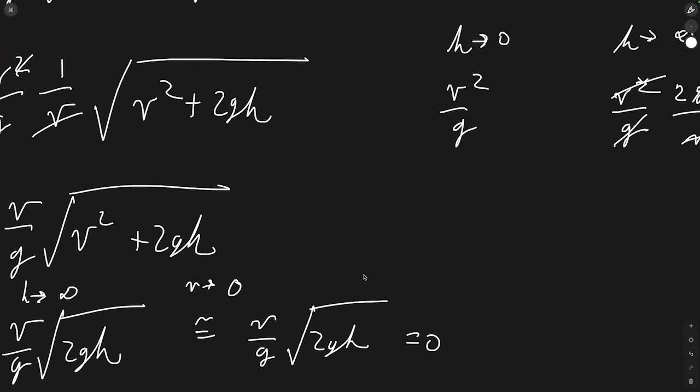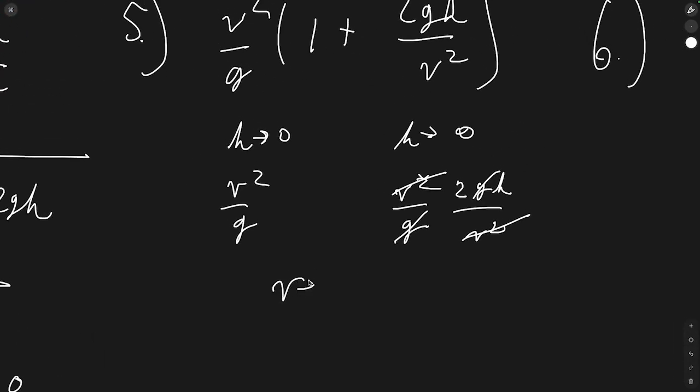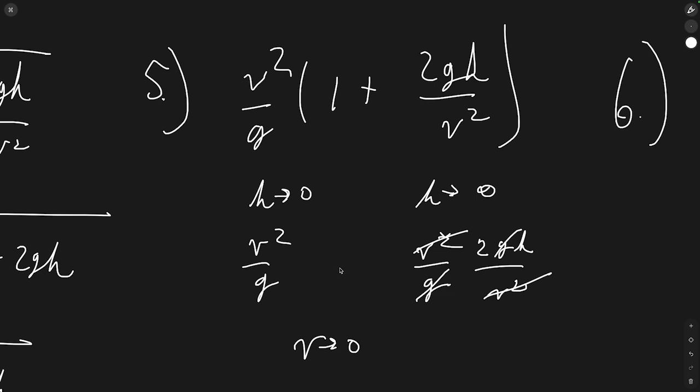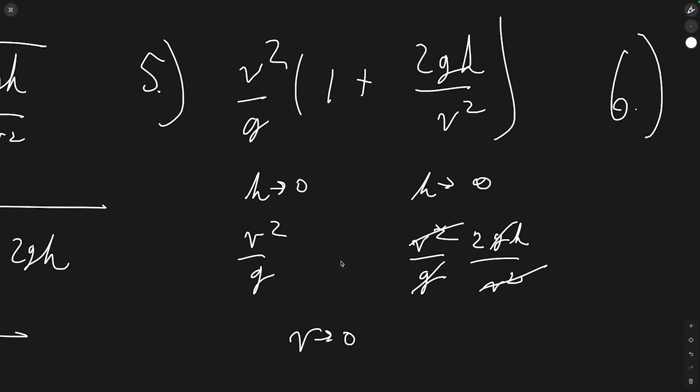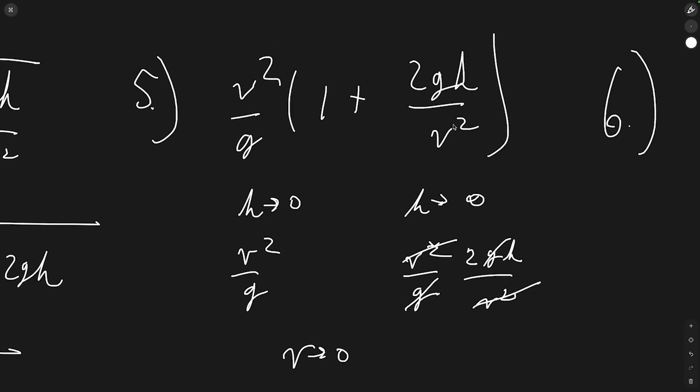v goes to 0. Is there anything wrong with that? So if v goes to 0, what happens here?